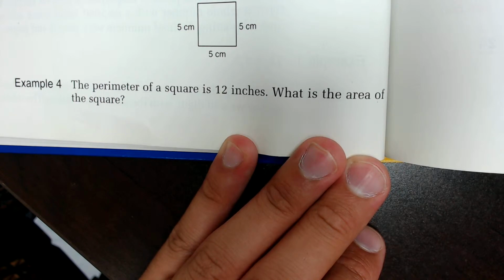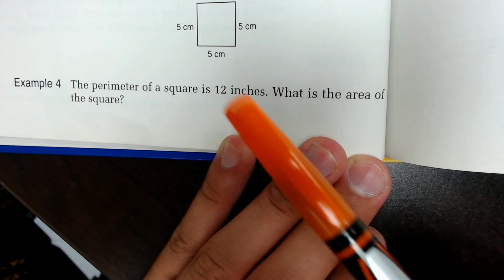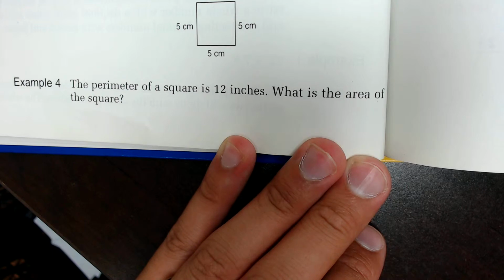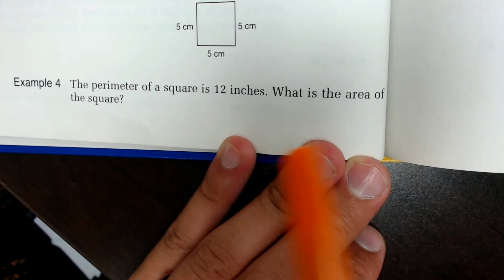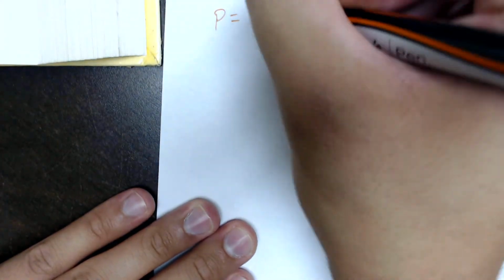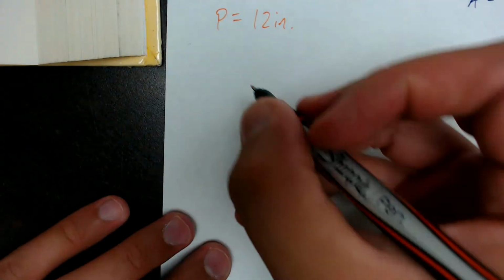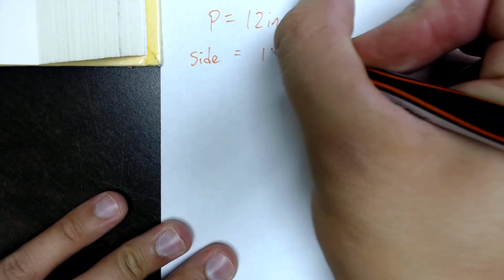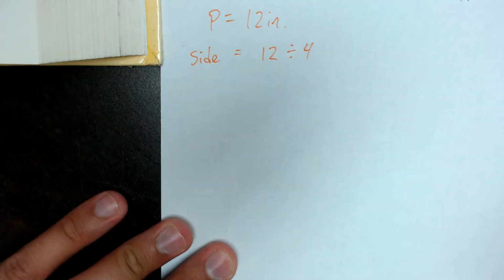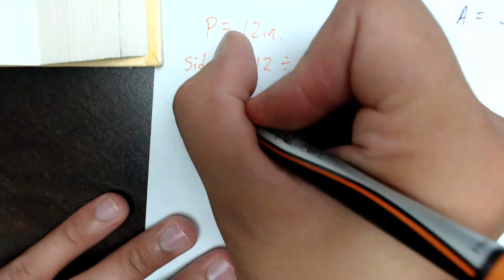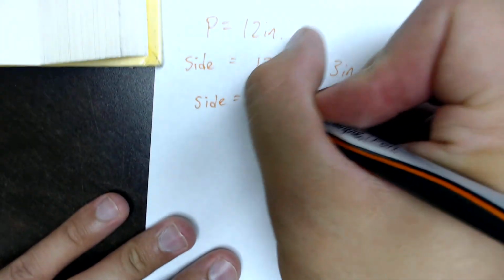Well, if my perimeter is 12 inches, and I know I can find the perimeter by multiplying the side by 4, then I can do the opposite action to find the length of one side. So in order to find the area of the square, I need to know how big one side of the square is. So if they tell me that the perimeter is equal to 12 inches, to find one side, that is going to equal the perimeter divided by 4. So 12 divided by 4 is equal to 3 inches. Okay, so one side is equal to 3 inches.